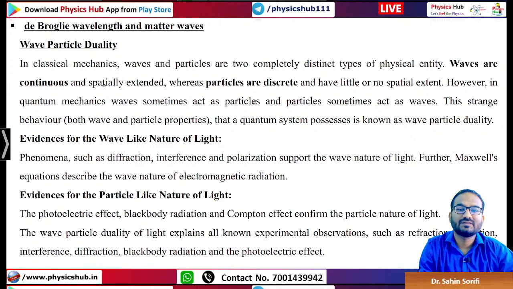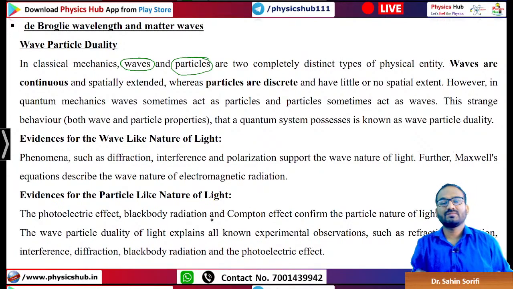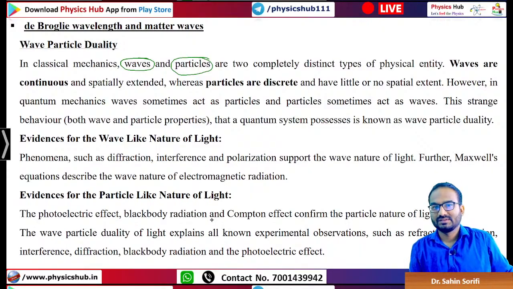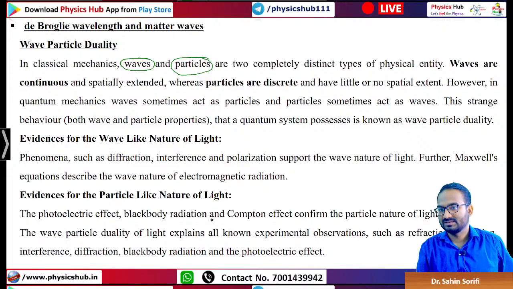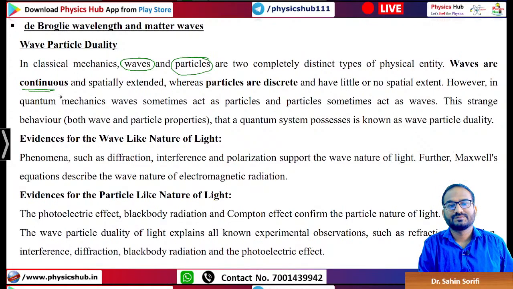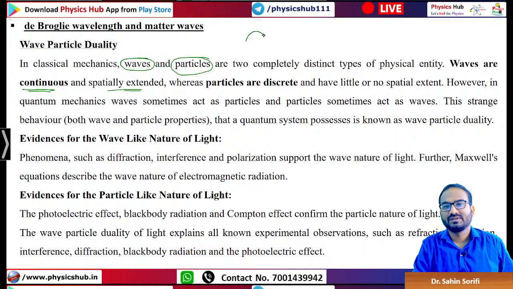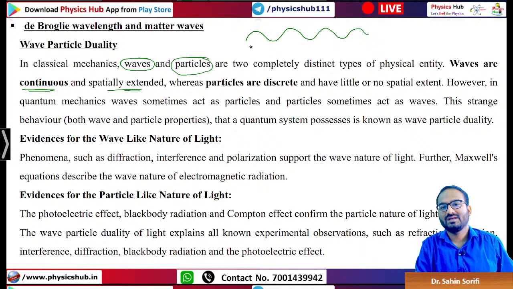So wave particle duality: in classical mechanics, waves and particles are two completely distinct types of physical quantity. In classical world, we perceive them as two entirely different things. Nobody imagined that a particle may have some wave properties or a wave may have some particle aspect. Waves are continuous and spatially extended. So if you are considering a wave, you can imagine it in this way. You can see it is continuous and it is extended. Whereas particles are discrete and they have only very little or no spatial extent.